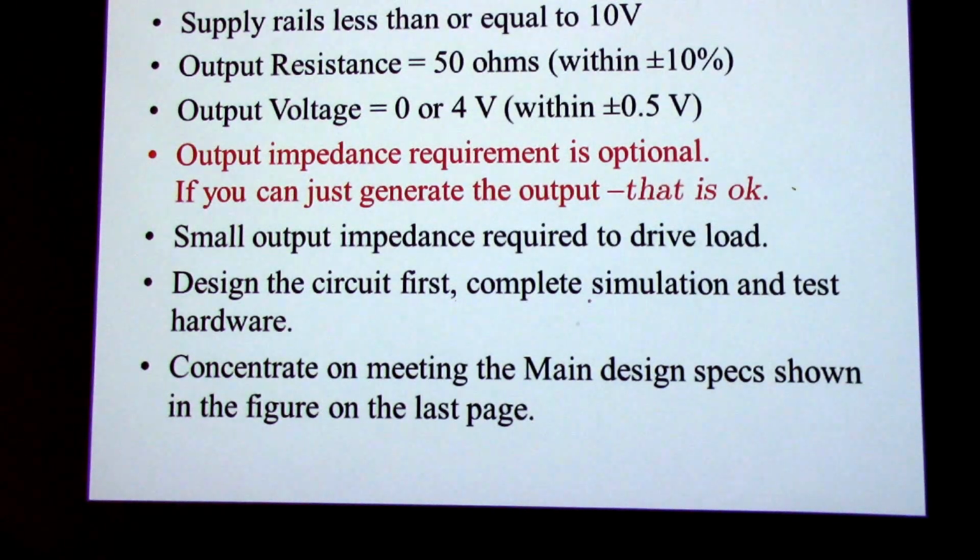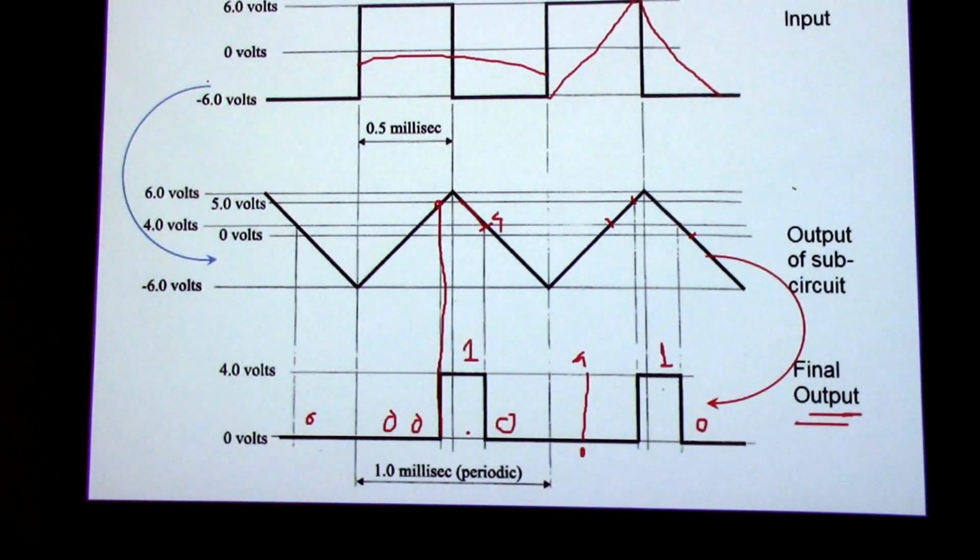And then the output impedance requirement is optional. If you can generate the output, that's okay. You don't have to match the output impedance requirement. Small output impedance is required to drive load. Design the circuit first, complete the simulation and test the hardware. Concentrate on meeting the main design specs shown in the figure in the last page. That means if you can't get an exact output, try to meet the basics first.